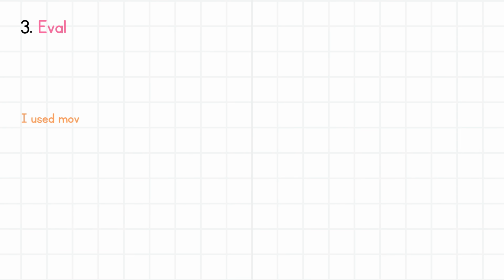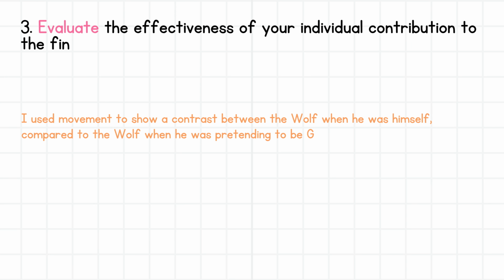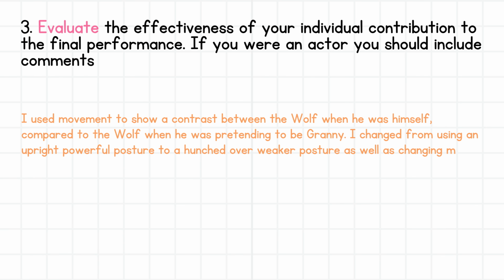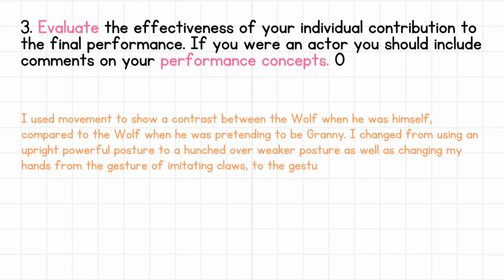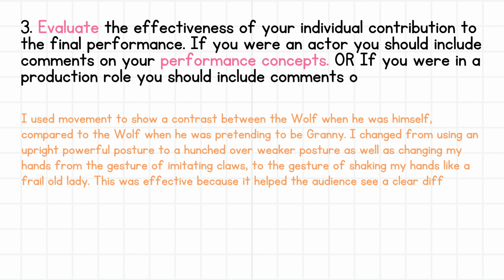For this model answer, I've written, I used movement to show a contrast between the wolf when he was himself compared to when the wolf was pretending to be Granny. I changed from using an upright, powerful posture to a hunched over, weaker posture, as well as changing my hands from the gesture of imitating claws to the gesture of shaking my hands like a frail old lady. This was effective because it helped the audience see a clear difference between the 2 roles the wolf played in the drama. I also used voice effectively.